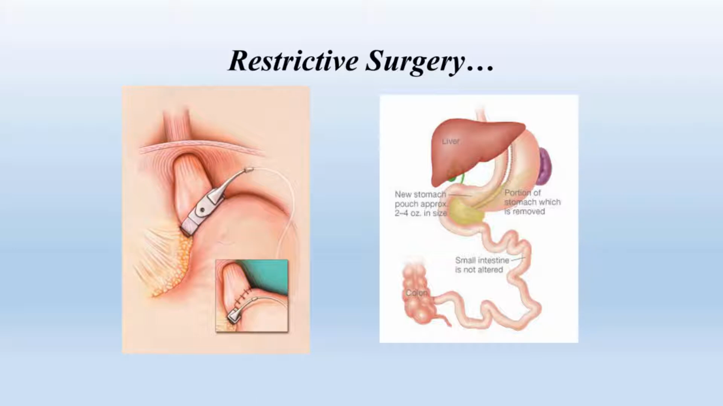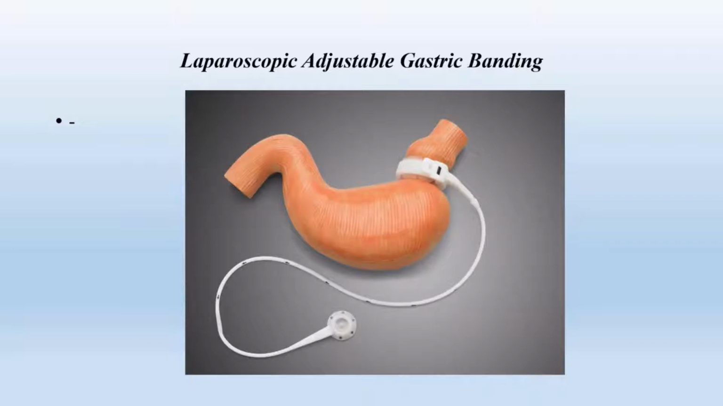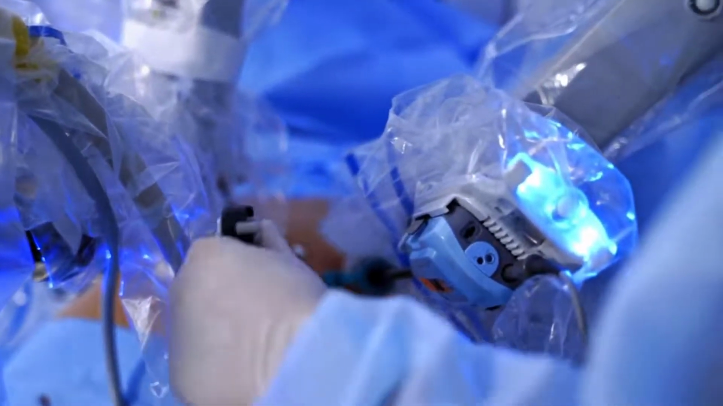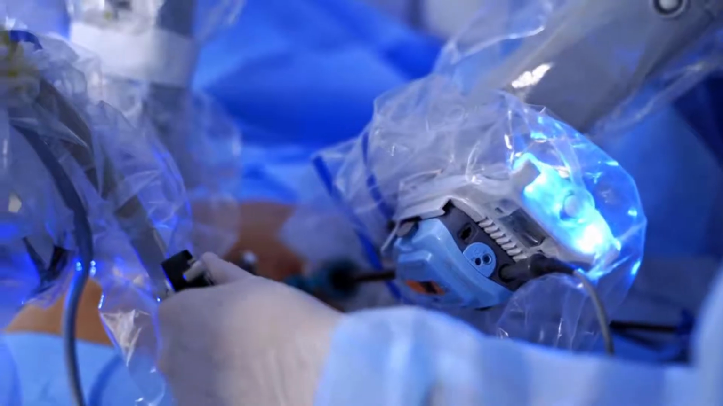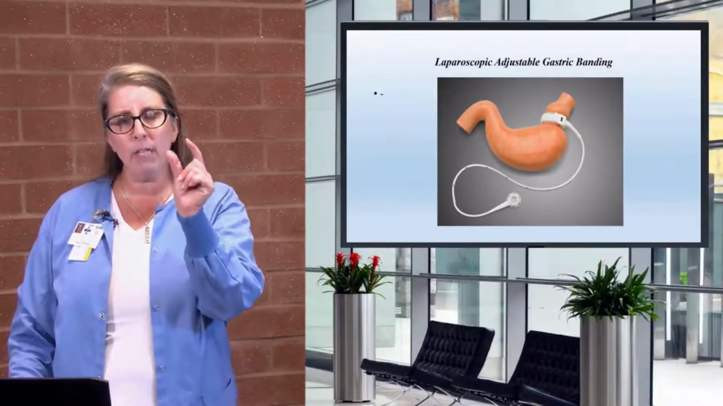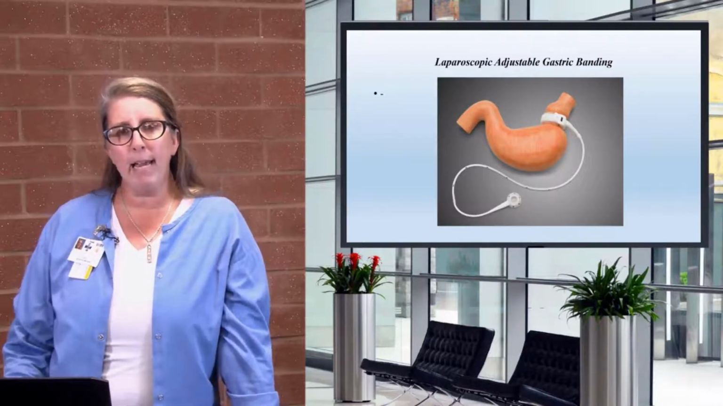So the picture on the left here is a picture of the gastric band. The picture on the right is a picture of the gastric sleeve. We're going to go ahead and move on to one slide so we can see a better picture of the gastric band. So what we do with this procedure, once we have you in the operating room and we have you asleep, we do about 5 or 6 tiny incisions around the abdomen. Each incision is about the diameter of a Sharpie marker.